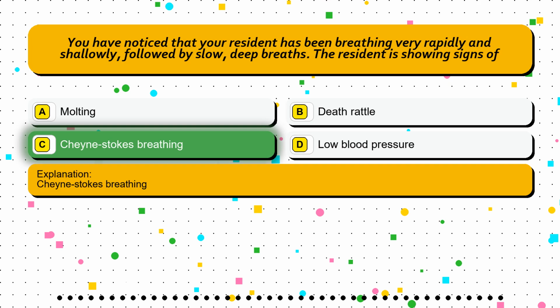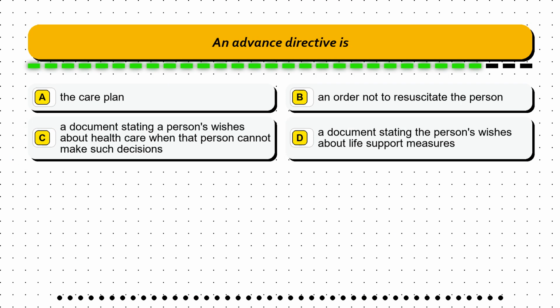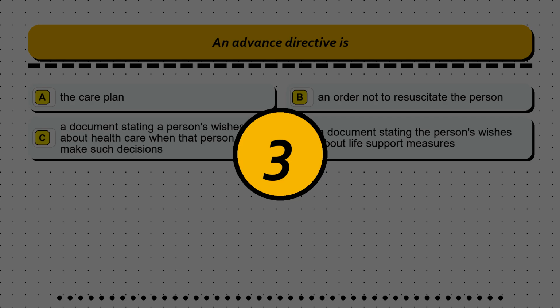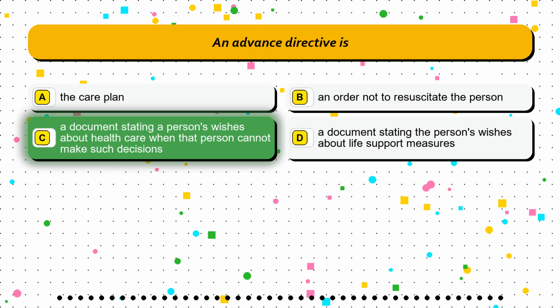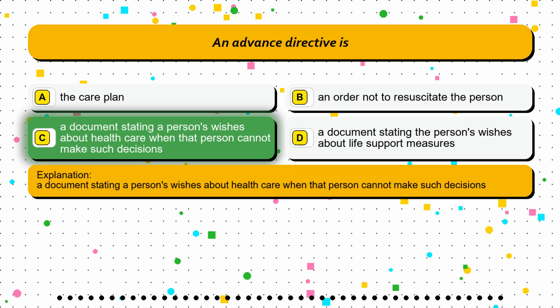Cheyne-Stokes breathing. Question 36. An advance directive is: option A, part of the care plan, option B, an order not to resuscitate the person, option C, the document stating a person's wishes about healthcare when that person cannot make such decisions, option D, the document stating the person's wishes about life support measures. The correct answer is option C, a document stating a person's wishes about healthcare when that person cannot make such decisions.